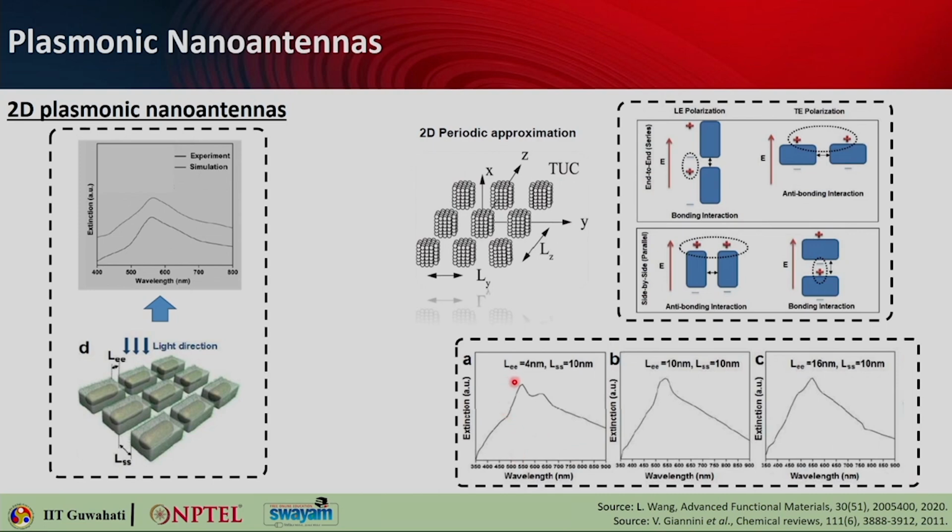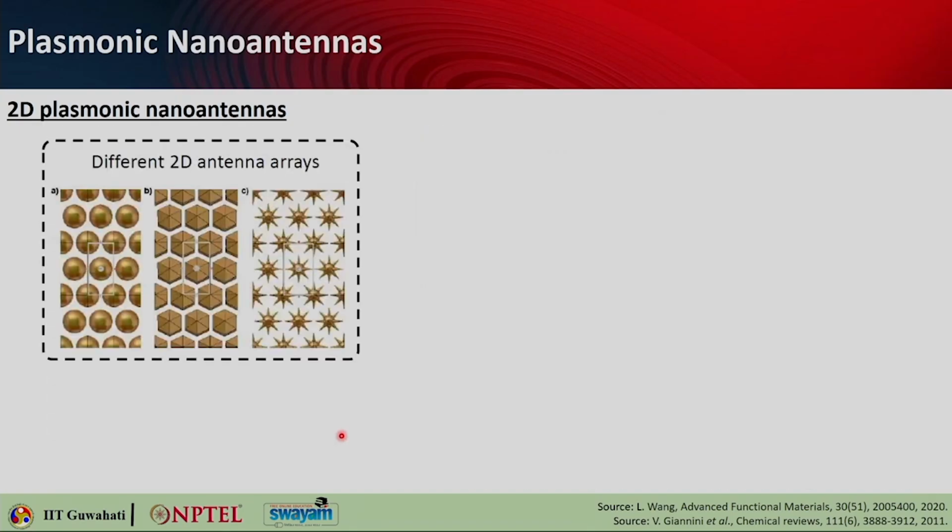LE is nothing but head to head separation, SS is side to side separation. So, for different dimensions you see the resonance peak looks different, there may be other peaks coming up, but overall they all look like having a resonant wavelength. So, that is how this can work as 2D plasmonic antennas.